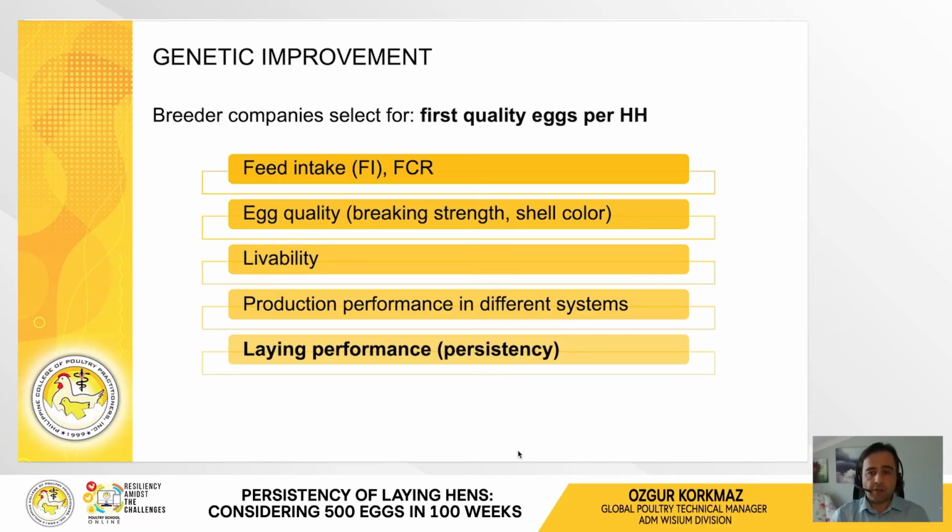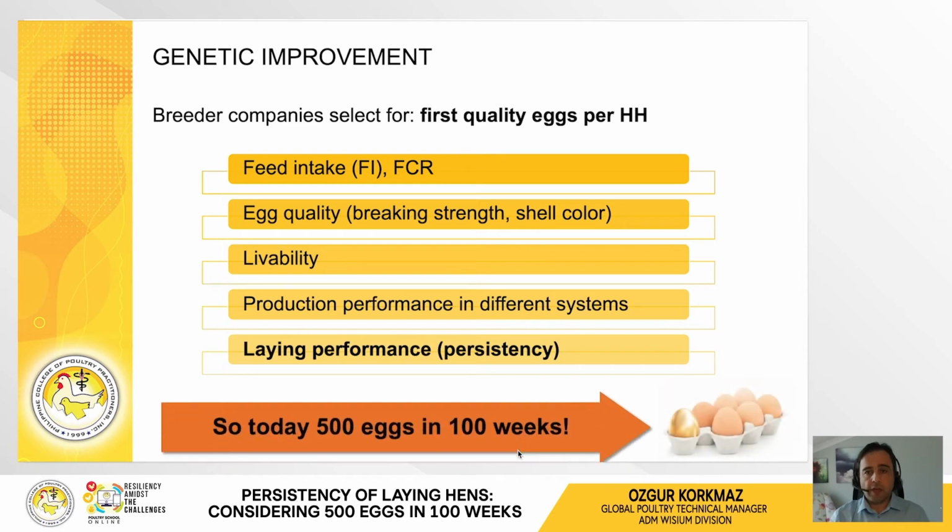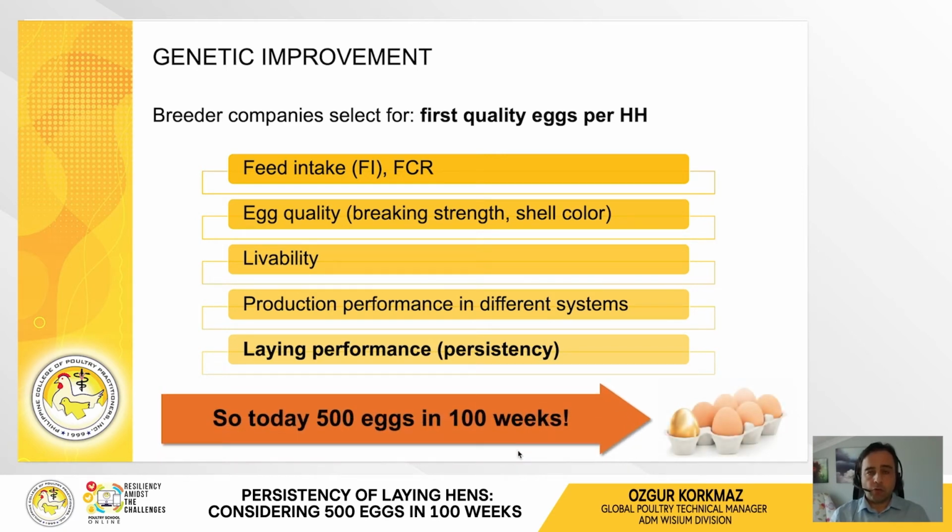As you know, egg production has been increasing for the last 10 years in the world and will have increased more than 35% for the next 20 and 30 years. That's why genetic companies are working very well in terms of feed intake capacity, quality, livability, and production performance in different systems and laying performance. They are doing very well. They are very successful. That's why today they can say it is possible to get 500 eggs in 100 weeks.